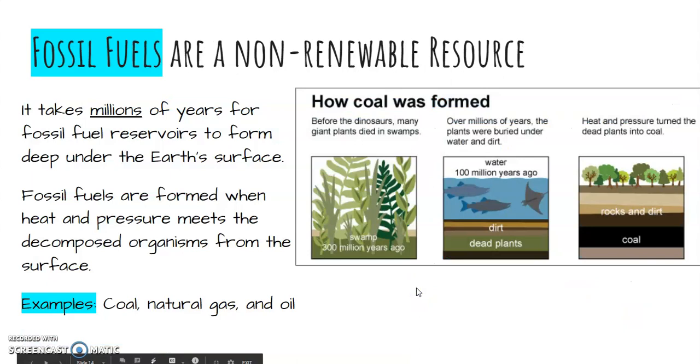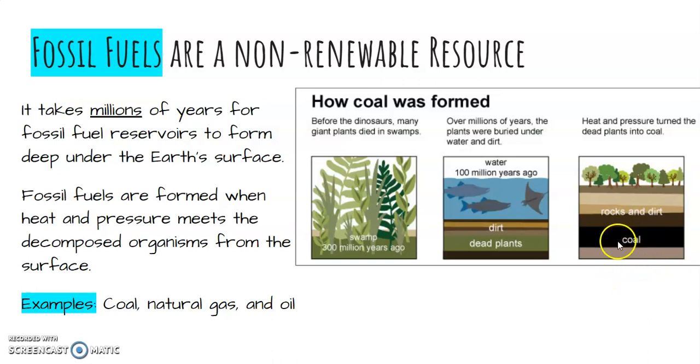So let's talk about fossil fuels. These are definitely a non-renewable resource. It actually takes millions of years for fossil fuel reservoirs to form deep underneath the Earth's surface. Fossil fuels are formed when heat and pressure meet the decomposed organisms from the surface. So as plants and animals die and get buried beneath the dirt, they decay and decompose, and over time they get pushed further and further down as time passes and as more organisms come to be and ultimately die on top of them. Now, as they get pushed further and further down, they get closer to the Earth's core, and it gets hotter with more pressure as they get pushed down.